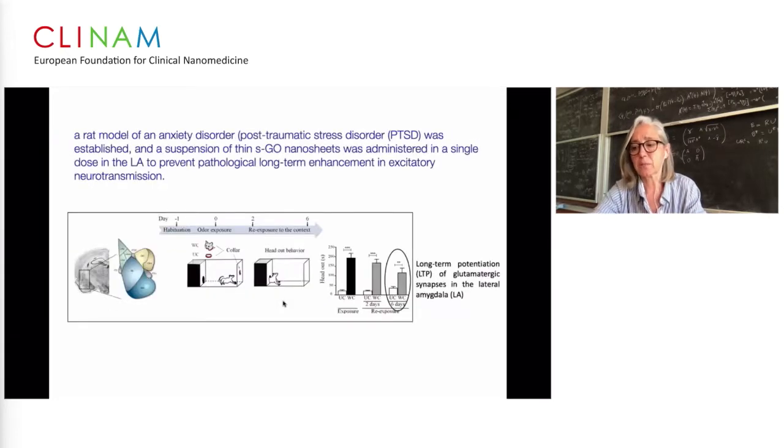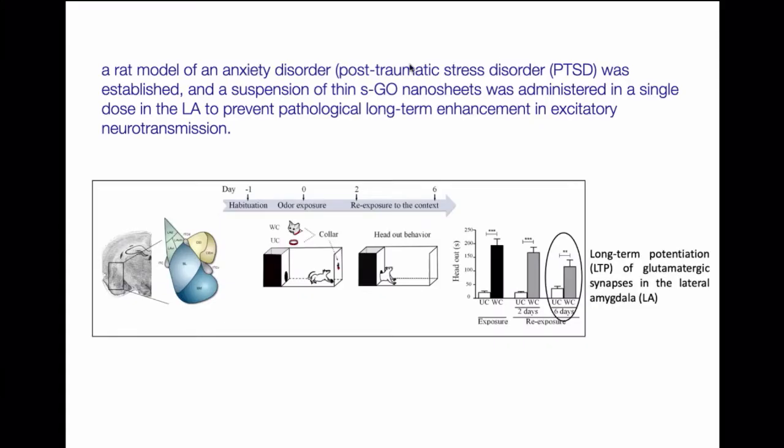So we use a rat model of an anxiety disorder, of a PTSD disorder, which is based on the exposure of the animal to an adverse stimulus, which is the odor of a predator, a cat odor. After the exposure, the animal will immediately activate an innate protective fear response. And this avoidance response is maintained when the animal is re-exposed to the context, not to the stimulus, up to 6 or 8 days after the only exposure.